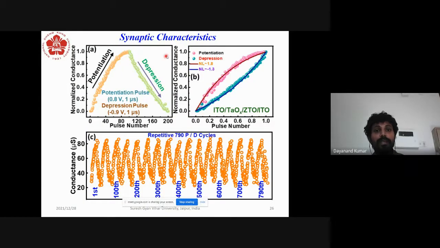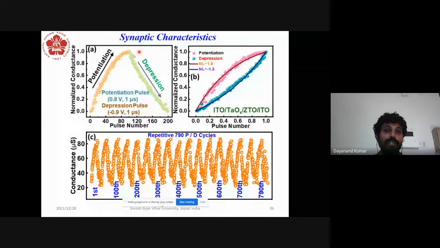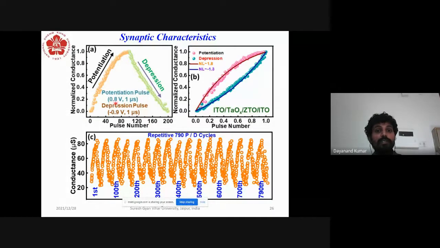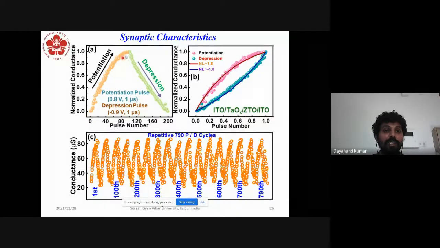Here, if you see the synaptic characteristics, this is the potentiation and depression. We use potentiation pulses of 0.8 volt for 1 microsecond, and depression pulses of -0.9 volt for 1 microsecond. This is the potentiation. Potentiation means long-term potentiation, which means learning. This is the learning process from here to here. You can see the conductance is increasing.